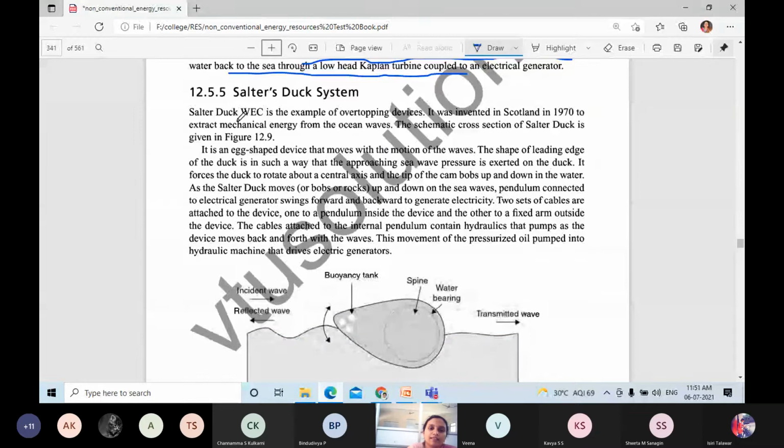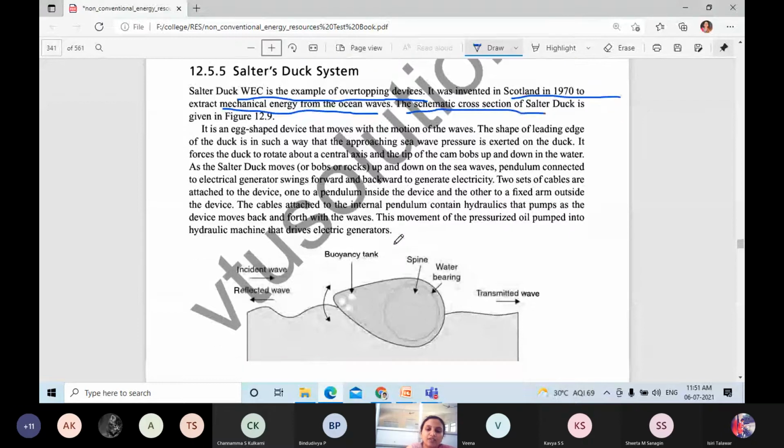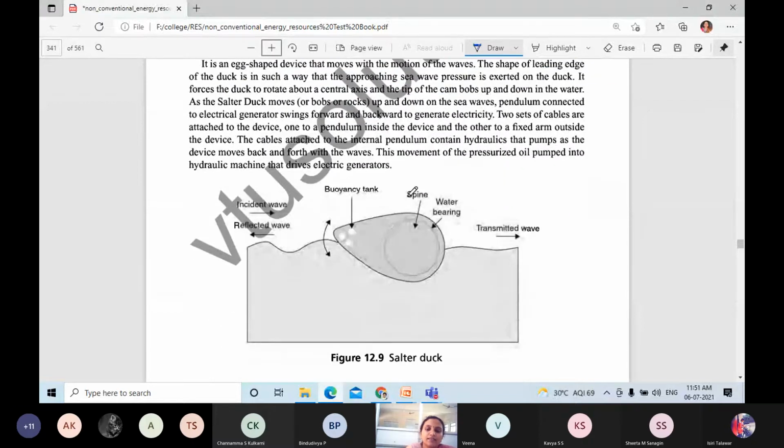The Salter's duct system (WEC) is an example of overtopping devices. It was invented in Scotland in 1970 to extract mechanical energy from the ocean waves. This Salter's duct is especially used to extract the mechanical energy from the ocean waves. The schematic cross section of the Salter's duct is given in this figure. If you observe, this is a Salter's duct.